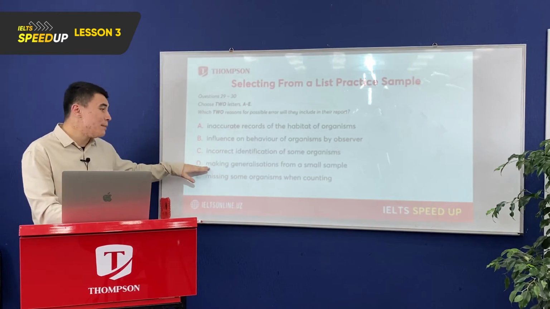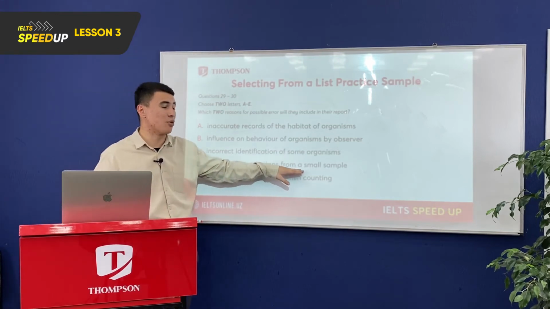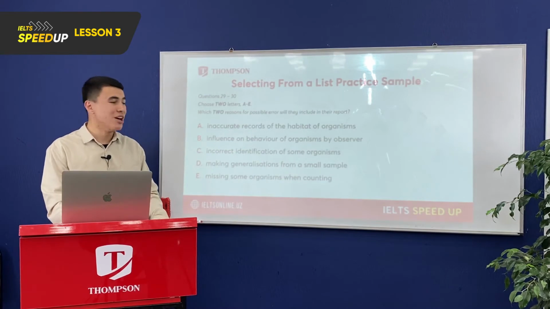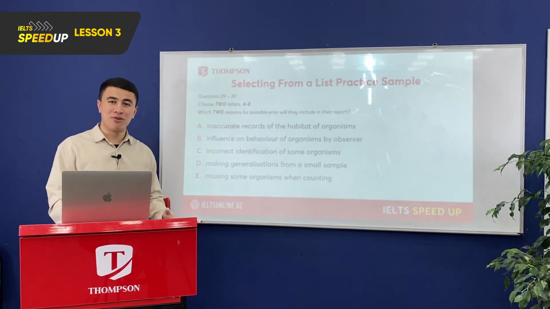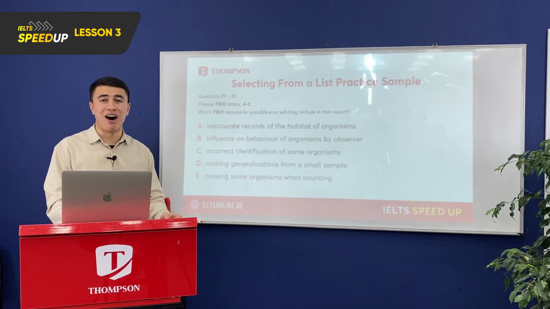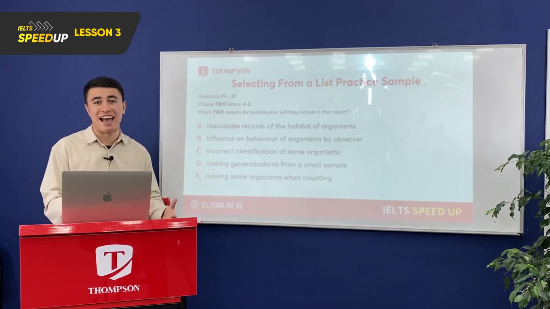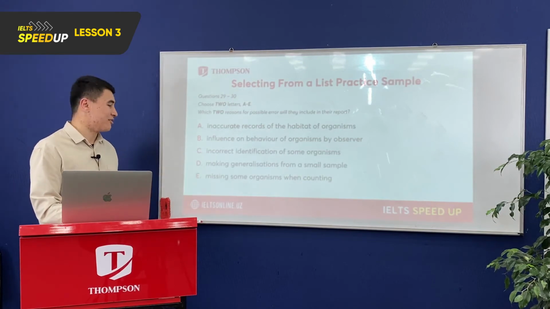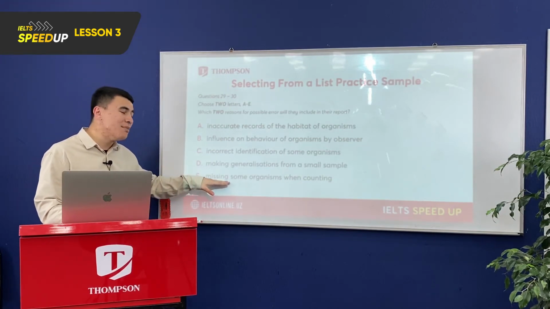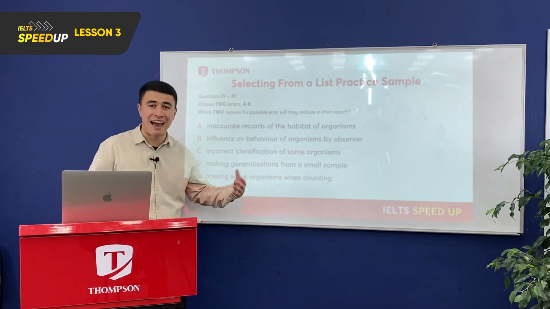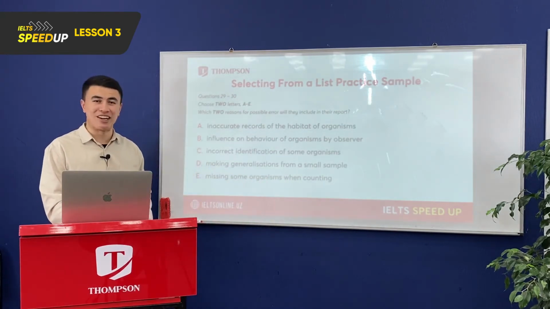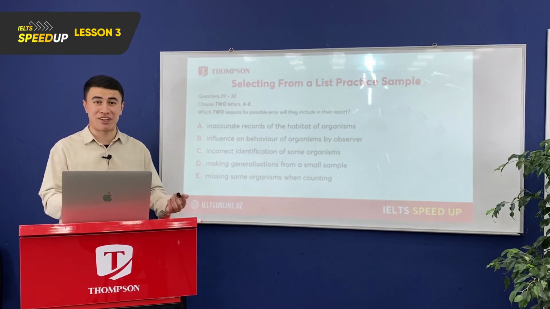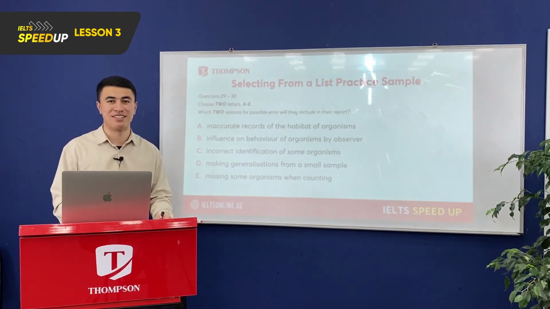And D, making generalizations from a small sample. Okay, so they may focus on small number of organisms and consider these statistics as true for all of them, which is very serious mistake in reports. And next is missing some organisms when counting. So I think it's clear. While they are counting, they may forget or ignore certain species.